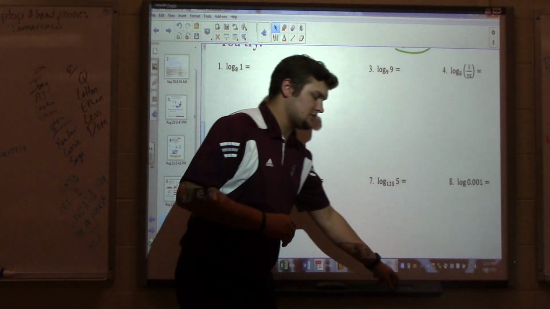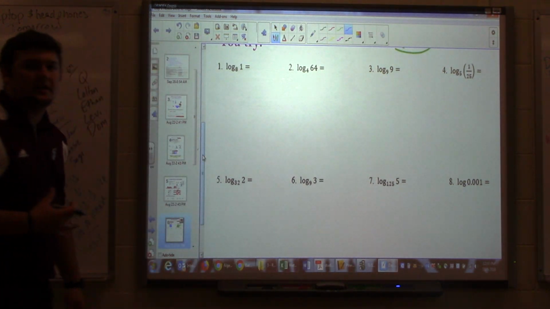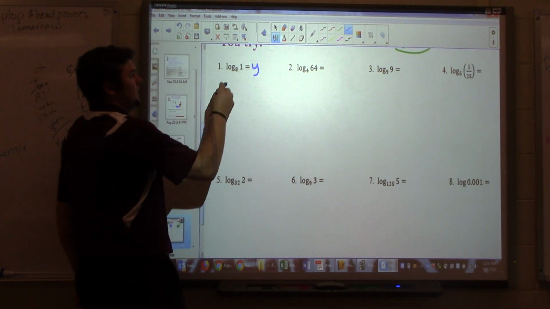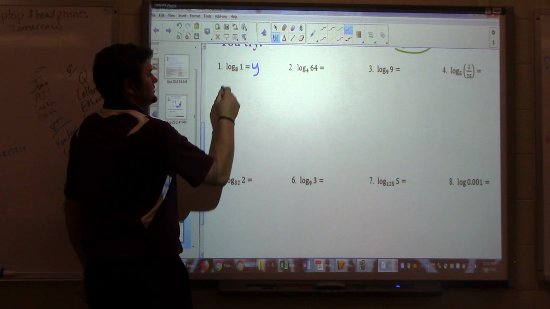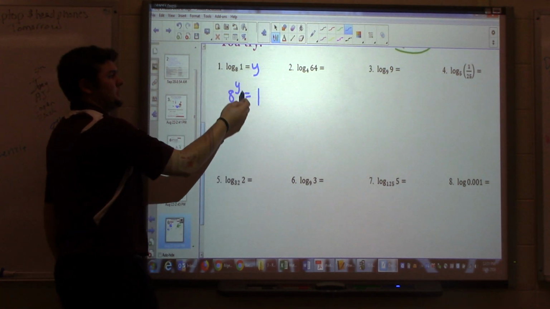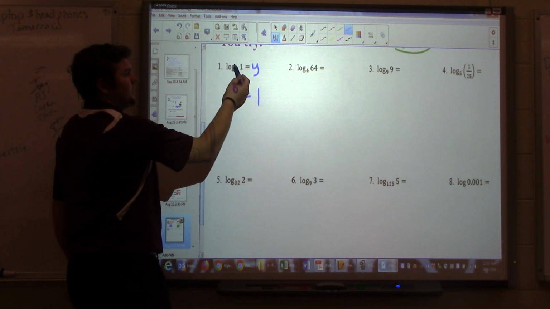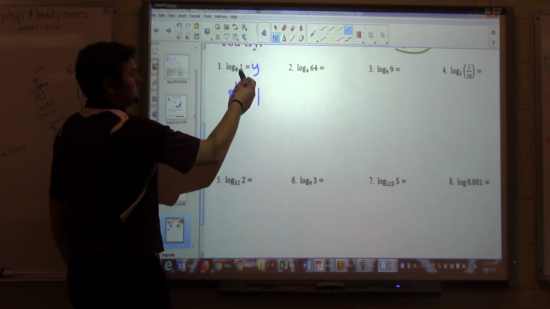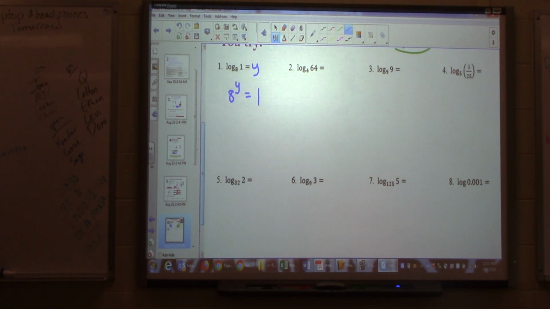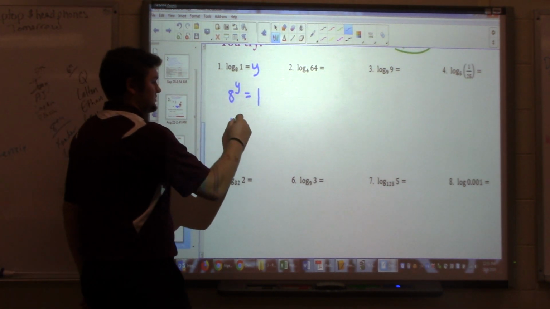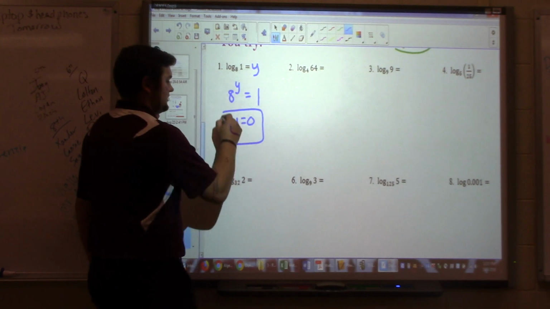Alright, let's talk about some of these. We have log base 8 of 1 equals, I'm going to let it equal y. I want to change to an exponential, so 8 to the y equals 1. The base of my log becomes the base of my exponent, and what my log equals is my exponent, equal to what I'm taking the log of. 8 to what power equals 1? 0. Anything to the 0 power is 1. So y equals 0. Good.